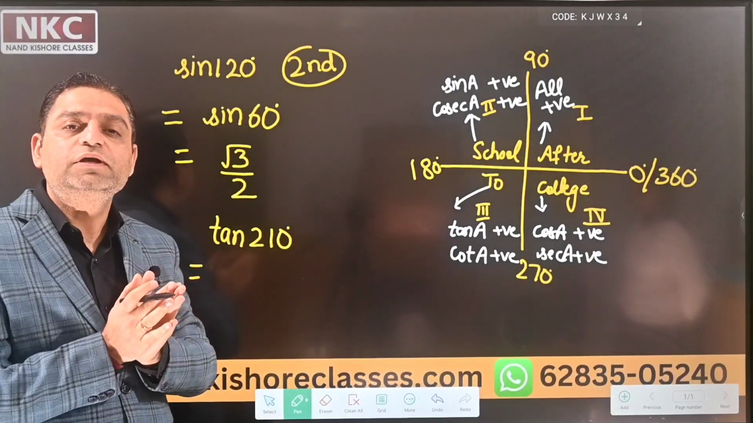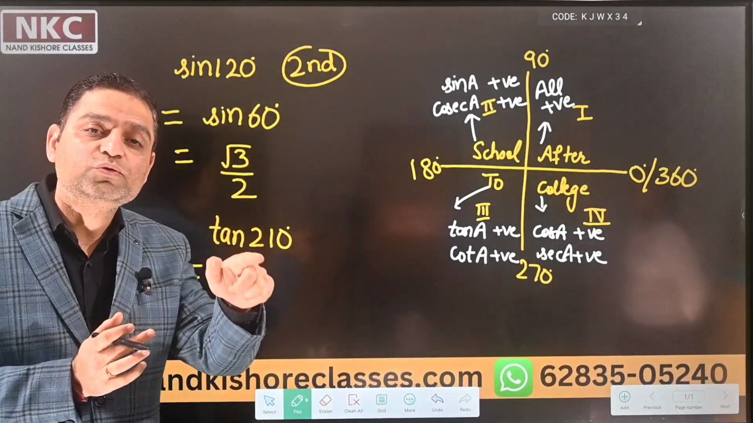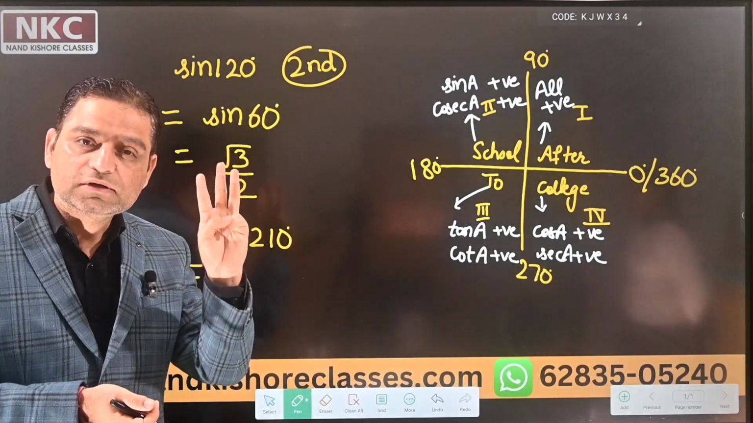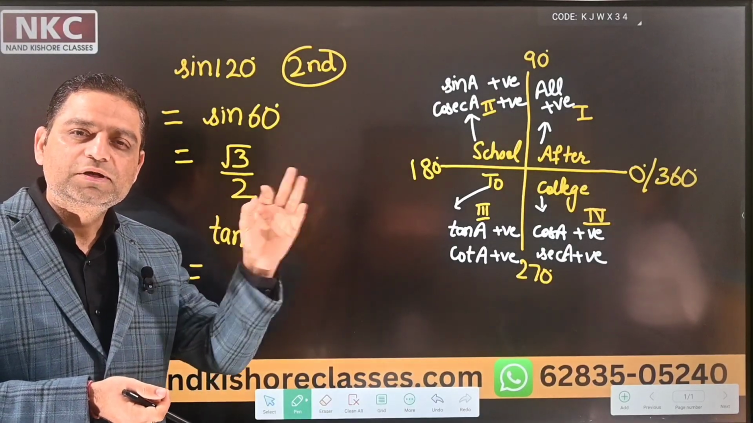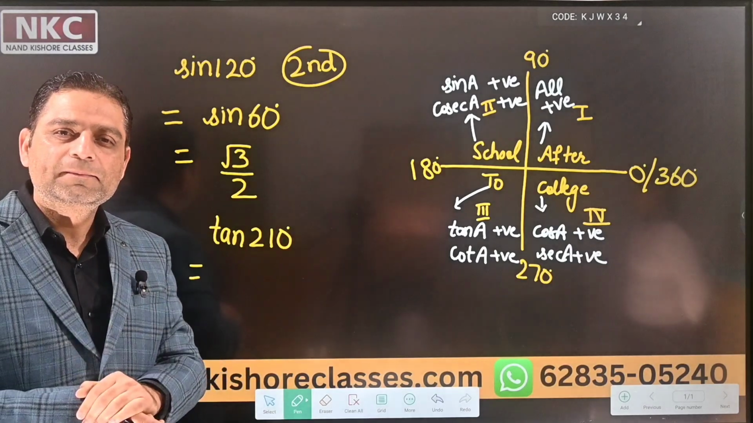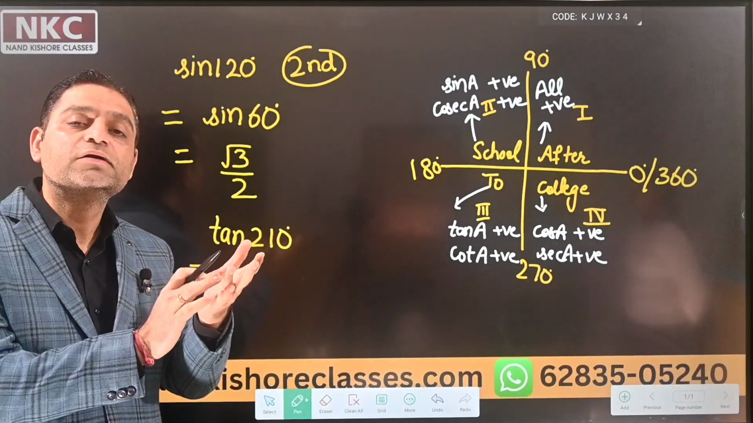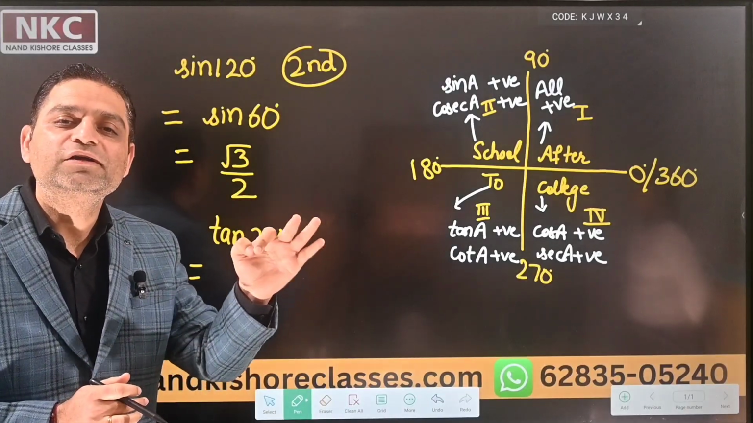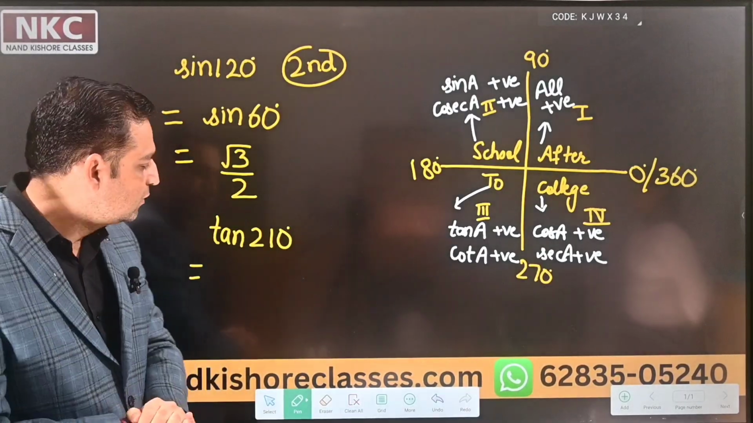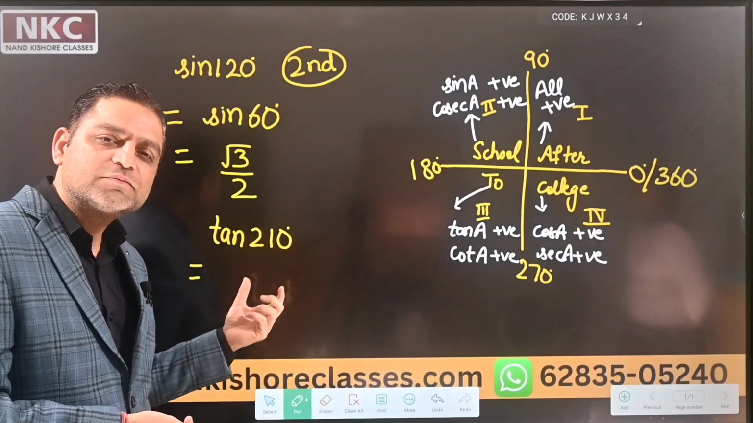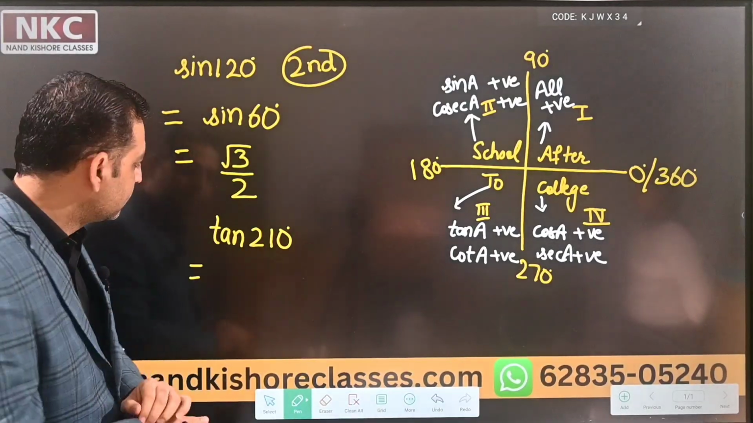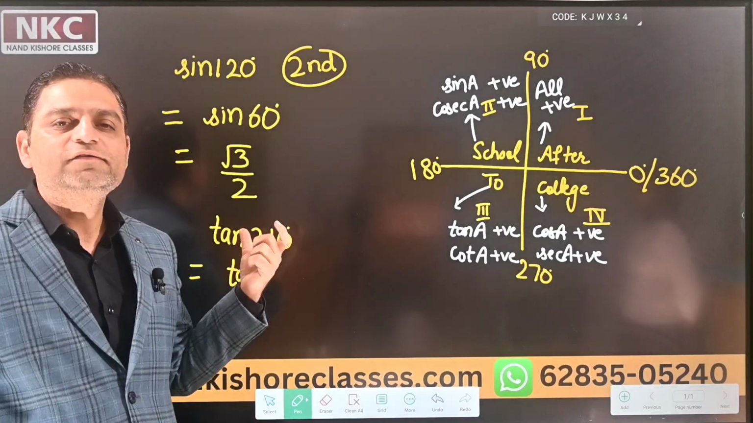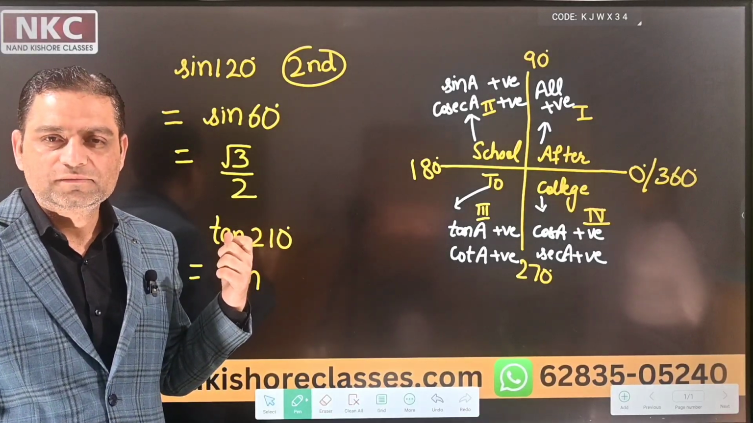First of all, we need to think which quadrant 210 degree comes in. 210 degree comes in the third quadrant, between 180 and 270. Now in the third quadrant, after school to college, so T means tangent is positive. That means we are going to get its answer positive. Okay. And then what is the reference angle for 210 degree?